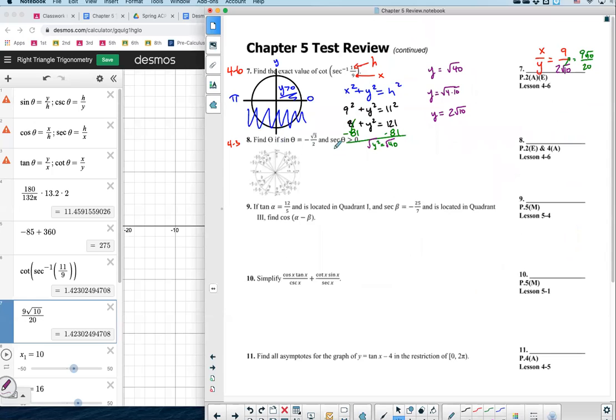So when I come back over here, the answer would be 5 pi over 3. And I got all that from the unit circle. You could do it like number 3, like I did earlier, but this was doing it with the unit circle. All right, number 9.